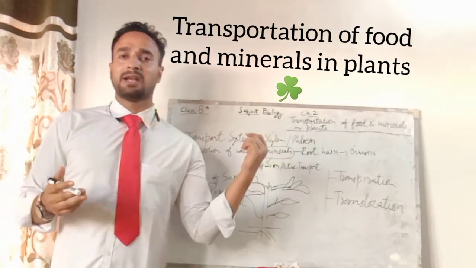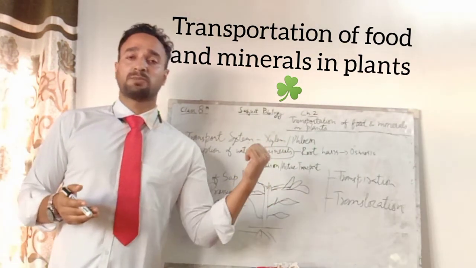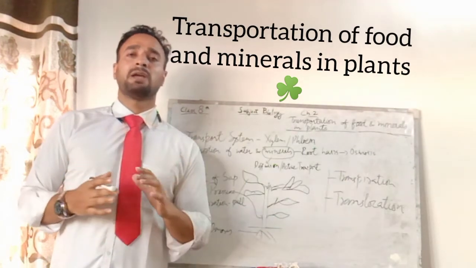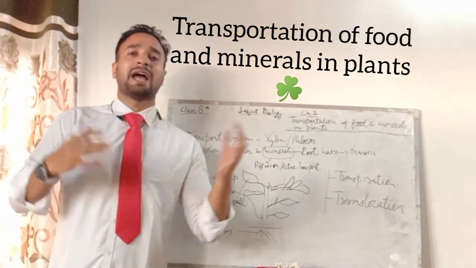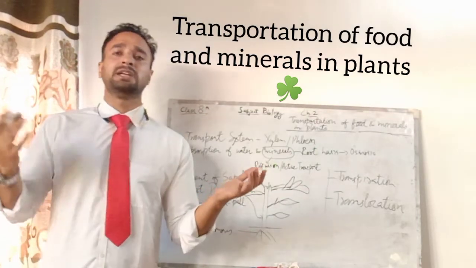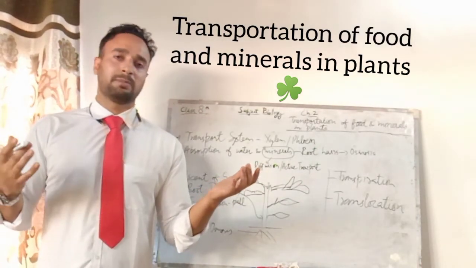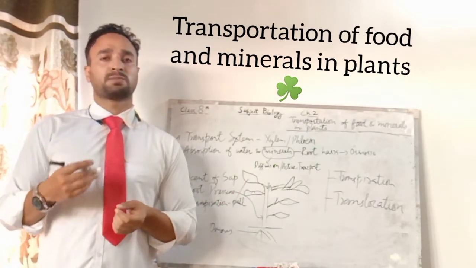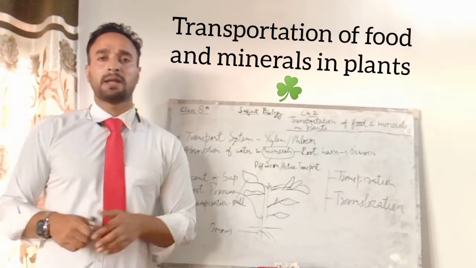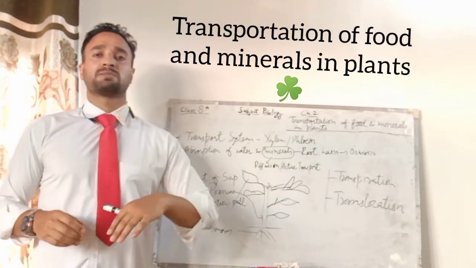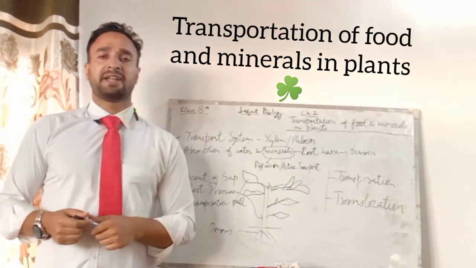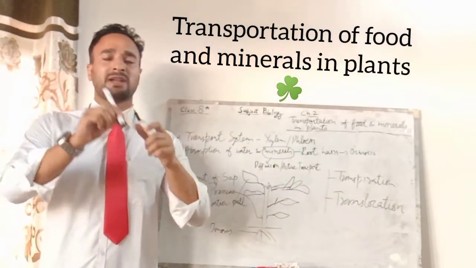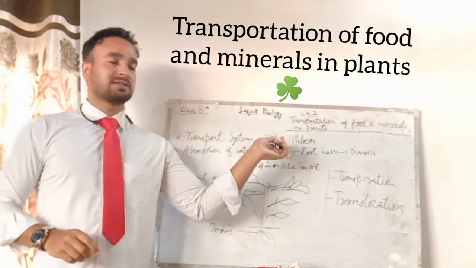Unlike the xylem, which always transports from the roots to the stem, the phloem may transport the food in any direction. It depends upon the need of the plant. Like if the plant has a requirement for energy in the roots, phloem will transport towards the roots, and if the requirement of energy is in the leaves, it will transport towards the leaves. So it is bidirectional, we can say. That is, the movement in the phloem is upwards as well as downwards, but in the xylem the movement is always upwards.